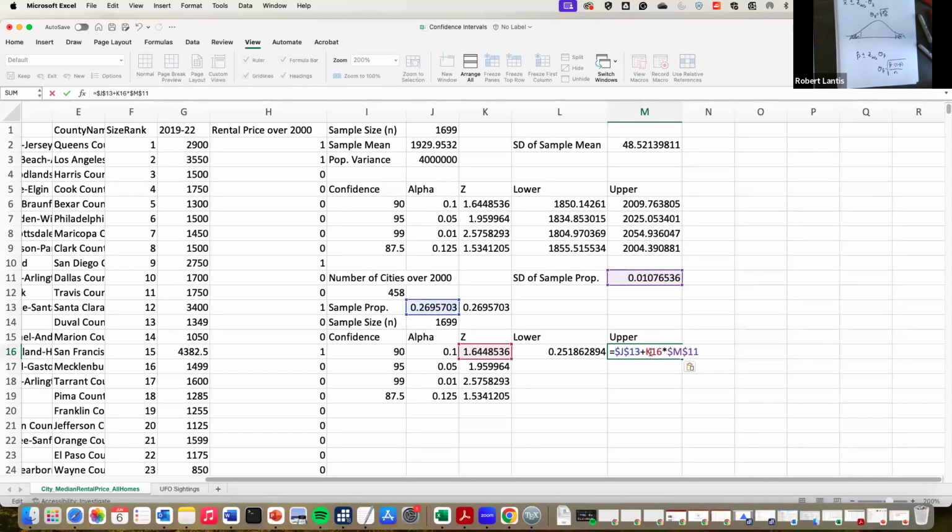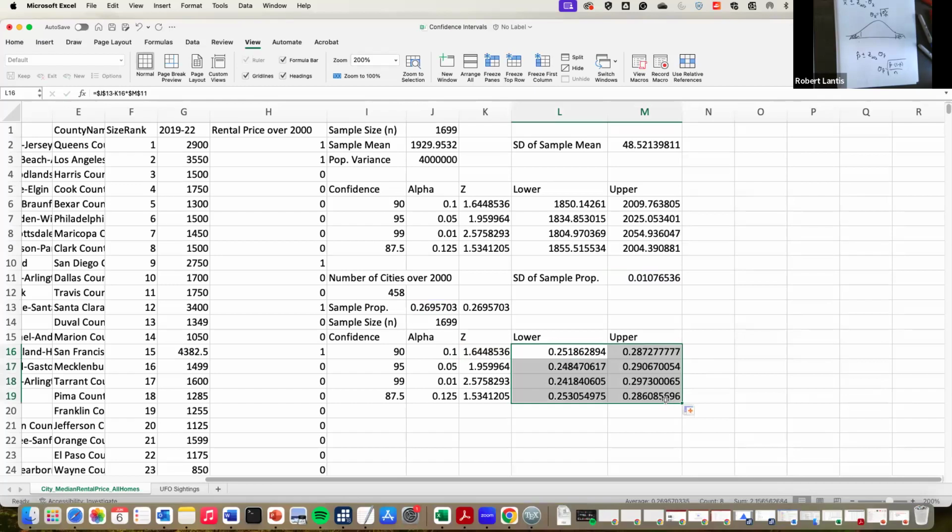Let's get my upper bound. I'm going to add my margin of error. Once I have that in, I can just copy these down. And I've got 4 confidence intervals relatively quickly.